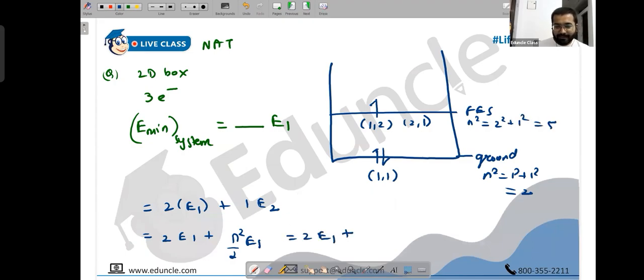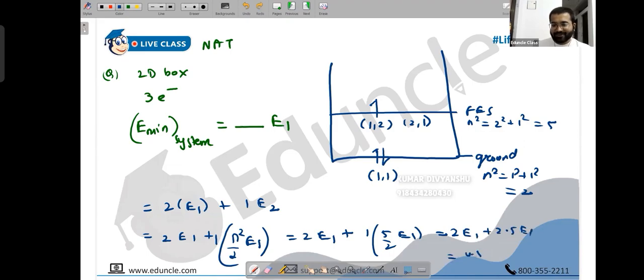So this becomes 2 times E1 plus, I hope you understood what I've done here. 2 times E1, 1 times E2. E2 is n square by 2 E1, and n square is 5. So this is 5 by 2 times E1. So the answer is 2 E1 plus 5 by 2 times E1. That's 2 E1 plus 2.5 E1, which is 4.5 E1. Where did you get 6 from? This is 4.5 E1. Make a note, people.